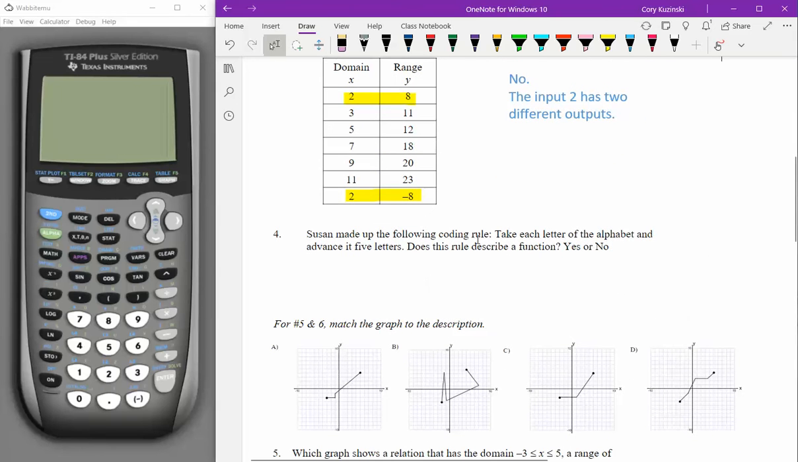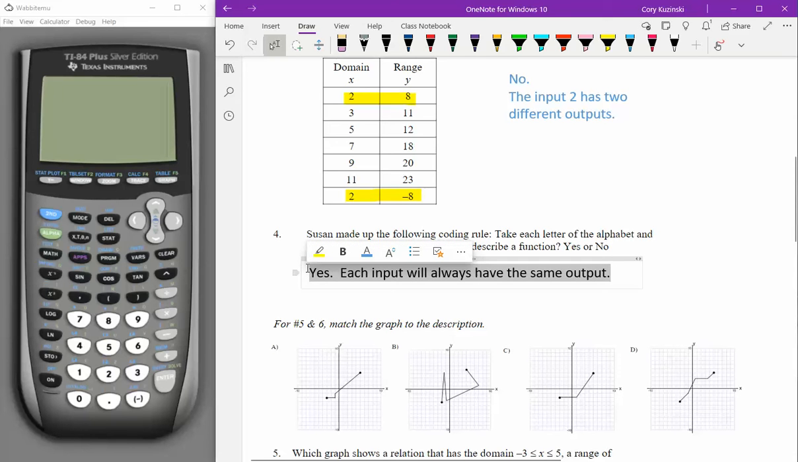Susan made up the following coding rule. Take each letter of the alphabet and advance it 5 letters. Does this rule describe a function? Well, yes. Each input will always have the same output. It's definitely a function. A is always going to be coded as E, I assume, maybe F. Doesn't really matter. It's always going to be coded the same.